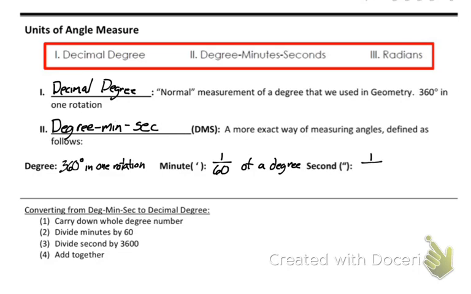Seconds is going to be 1/3600th of a degree, which is based upon the fact that 60 times 60 equals 3,600.